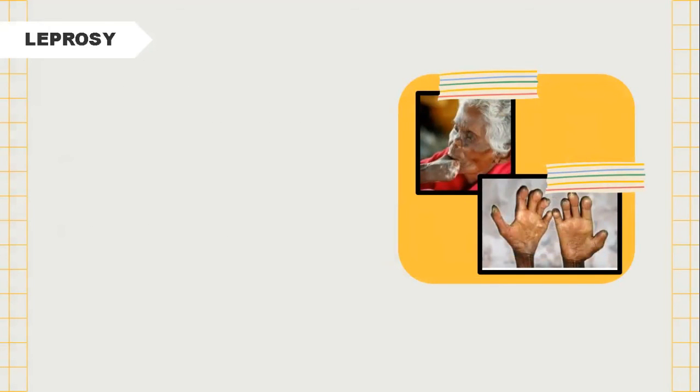So next is leprosy. It's also called Hansen disease. This disease mainly affects the skin, the peripheral nerves, mucosal surfaces of the upper respiratory tract, and the eyes. It occurs at all ages, ranging from early infancy to very old age.